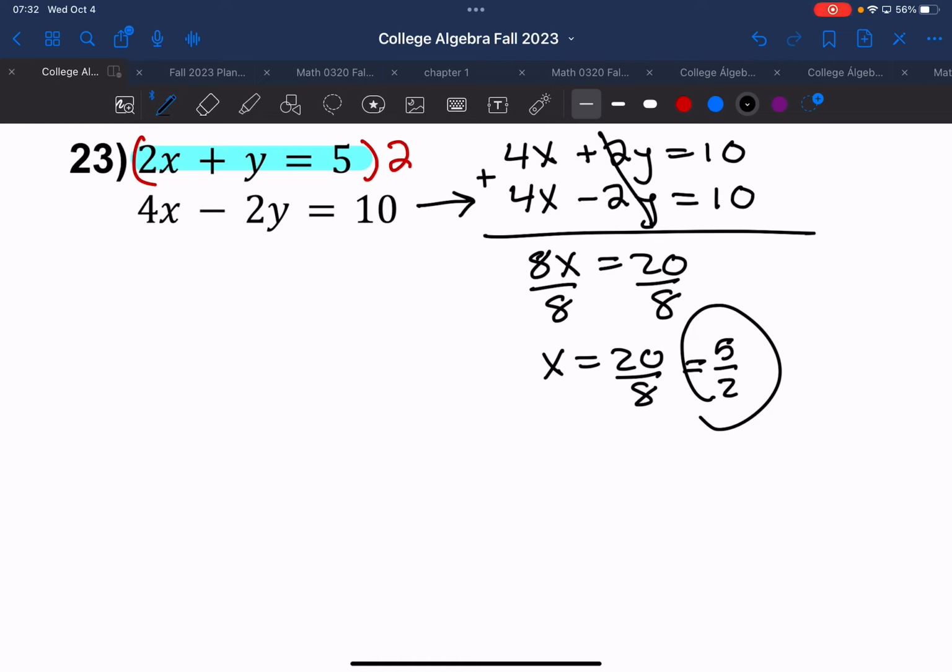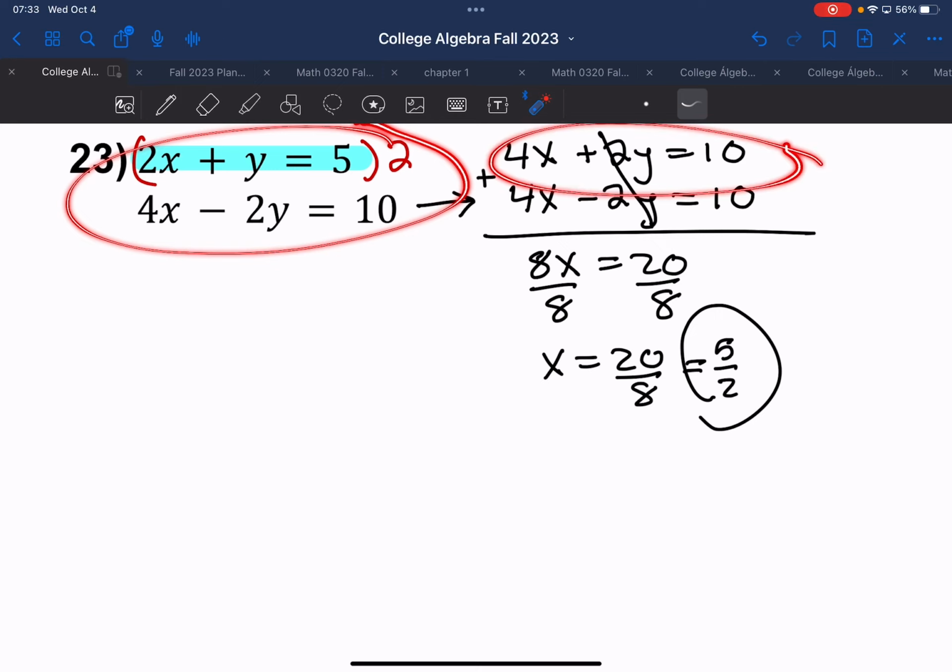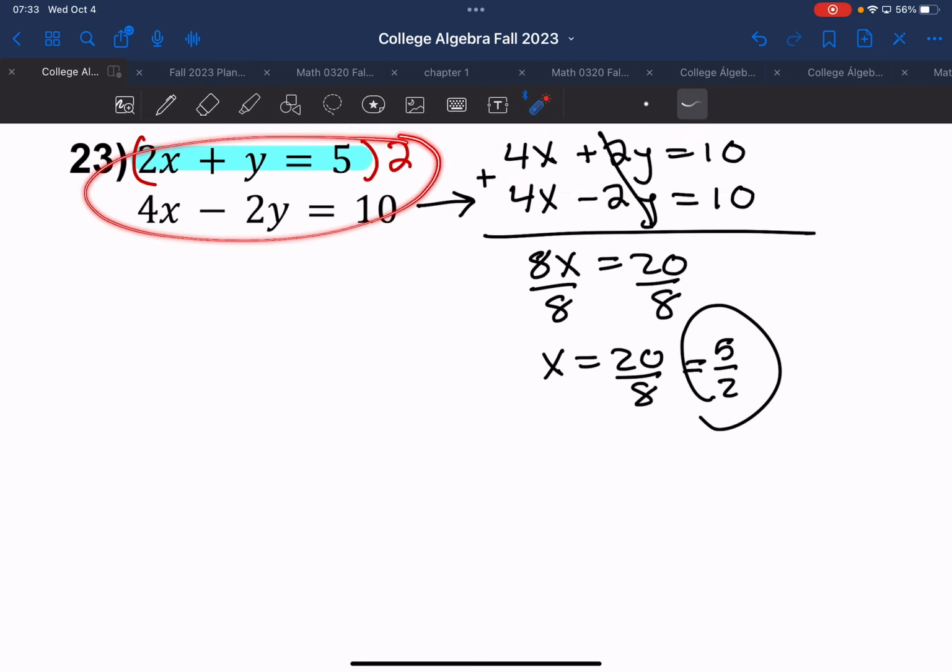So once we have our 5 halves, we have to plug it into an equation. It doesn't matter which one, so which one do you want to plug it into? Top. And remember, we have to use our original equations here. Okay, we're not using that equation where we multiplied by 2. So that's the difference between substitution and elimination. You're always using these original 2 equations, not the one we manipulated.